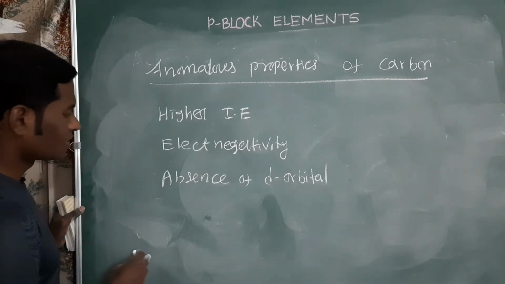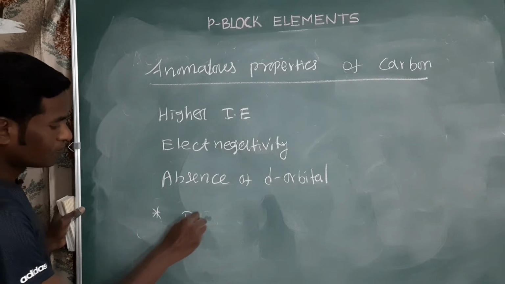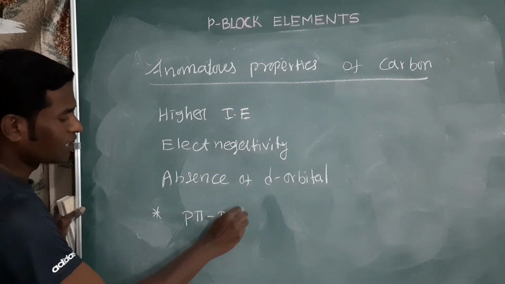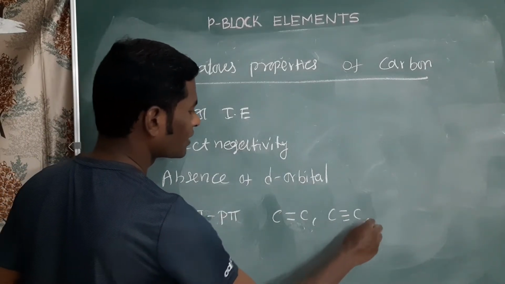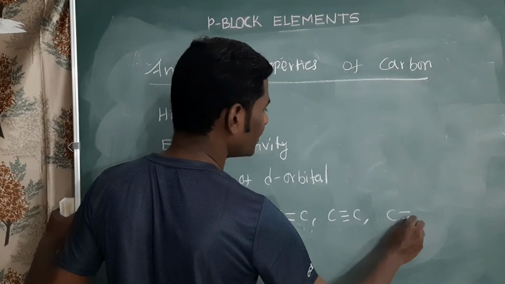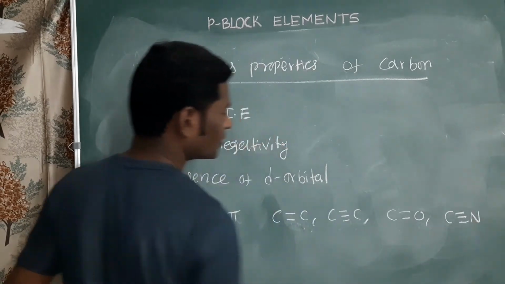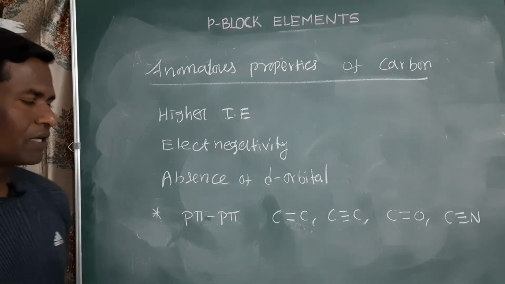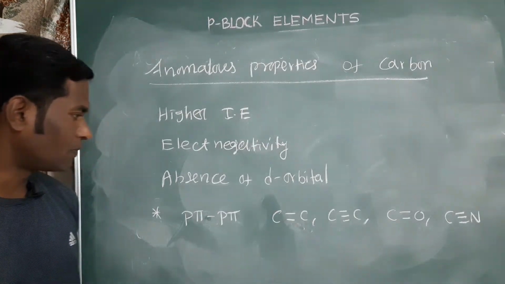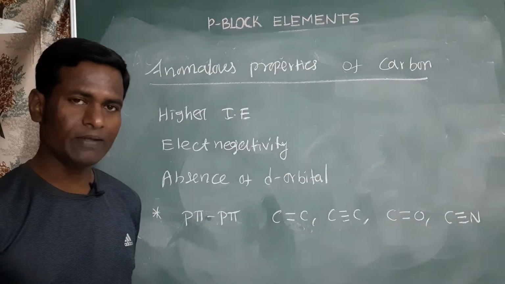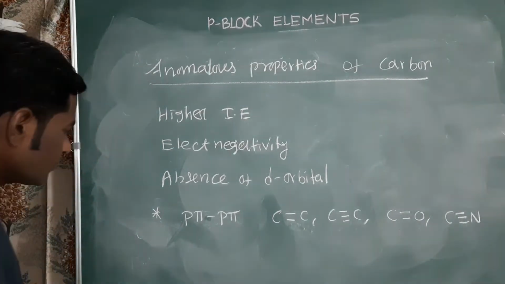Example of some anomalous properties of carbon. Carbon can form p-pi multiple bonds with carbon or some other second period elements like oxygen and nitrogen. So they can form p-pi multiple bonds, but heavier elements cannot form p-pi multiple bonds. They can form only d-pi bonds.